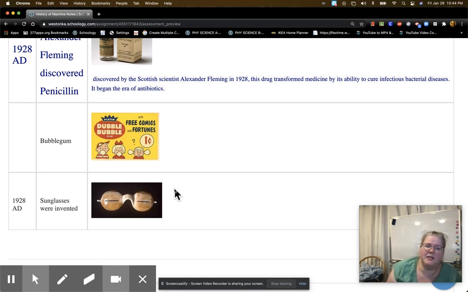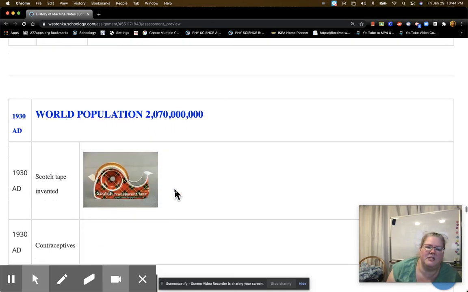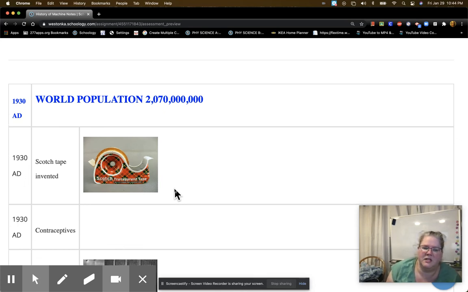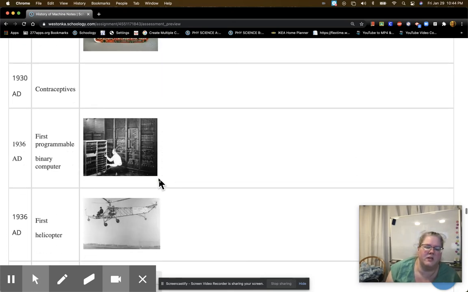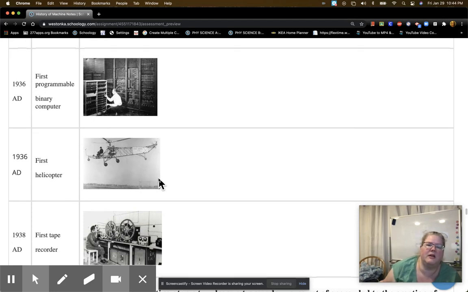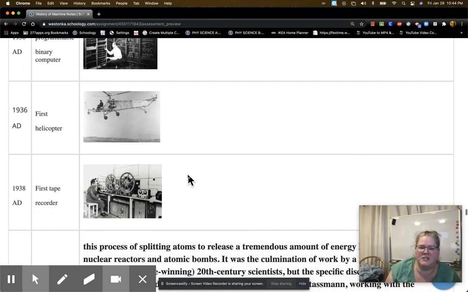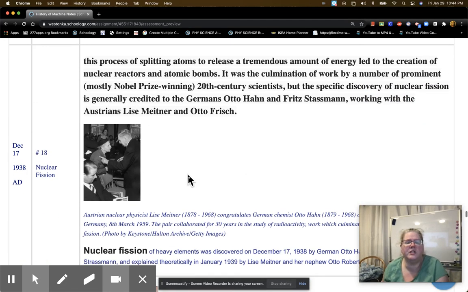Bubblegum, Double Bubble, has been around since 1928. Sunglasses. World population by 1930 is 2.07 billion. Really more of what we consider the invention of Scotch tape, the modern stuff, 1930. Contraception, so we could control birth rates. The first programmable binary computer took up like a whole room, like a classroom at school, plus probably another one. The first real helicopter that we would consider a helicopter today. The first tape recorder. Nuclear fission is the 18th biggest invention.